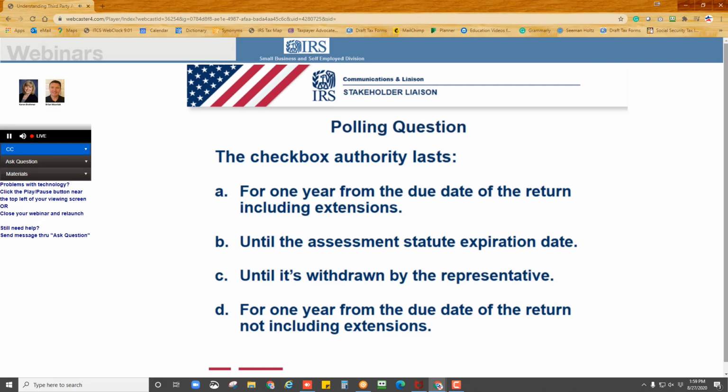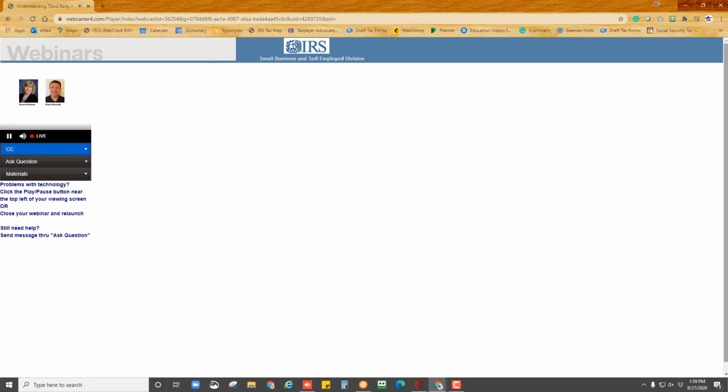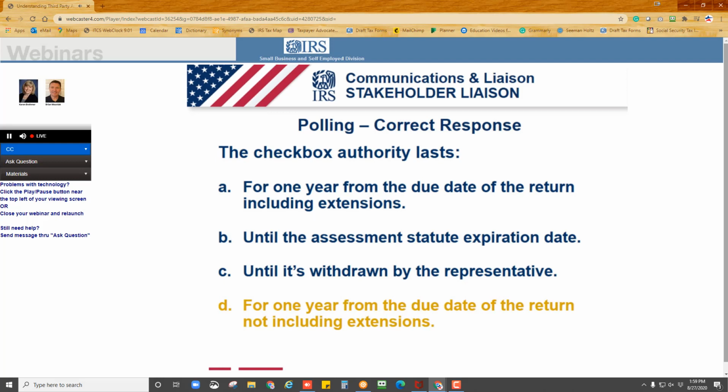Okay, we're going to stop the polling now, and let's share the correct answer on the next slide. And the correct response is D, for 1 year from the due date of the return, not including extension. Okay, Karen or Brian, we need to address this one a little bit here. We had 63% doing this correctly.